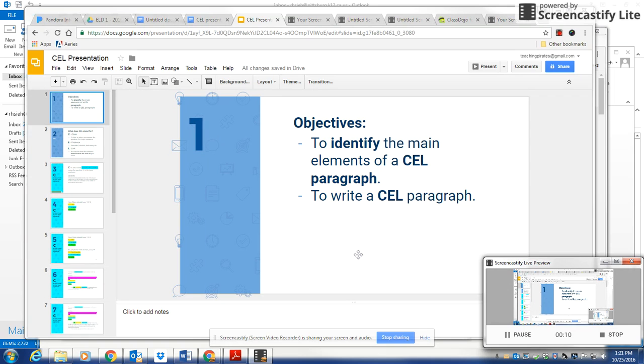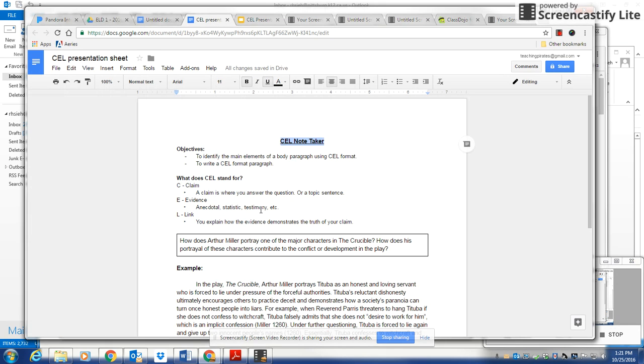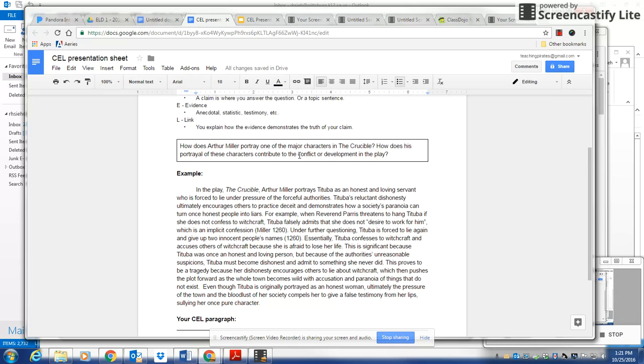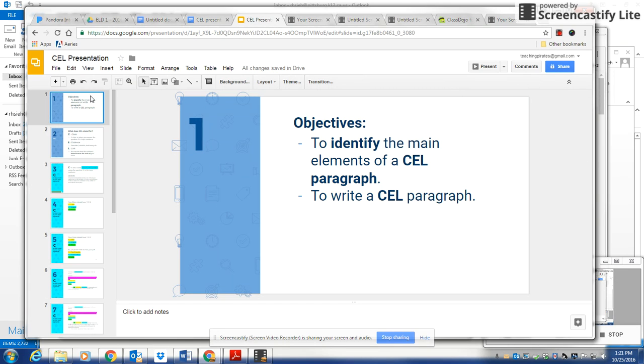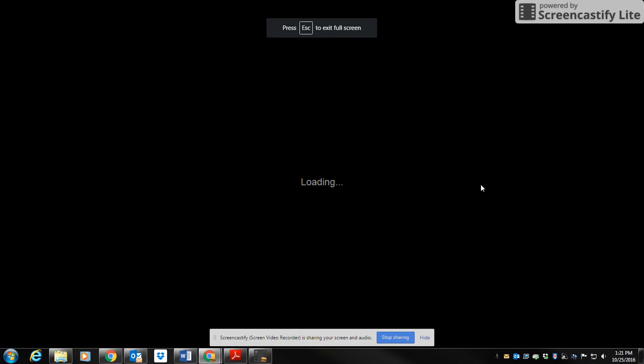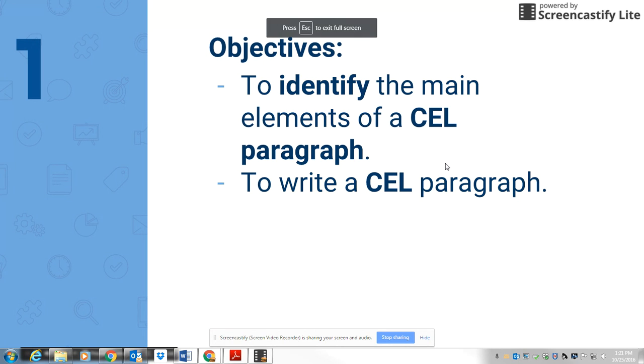You also have a sheet of paper which looks something like this. The CEL note taker, you should follow along as I give you this presentation. Okay, so what are our objectives today? To identify the main elements of a CEL paragraph and to write a CEL paragraph.